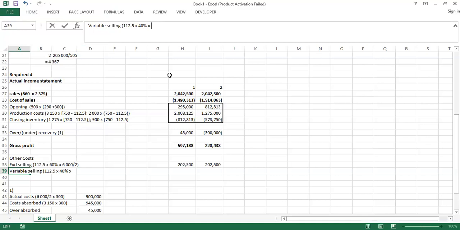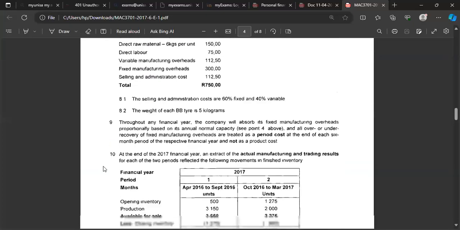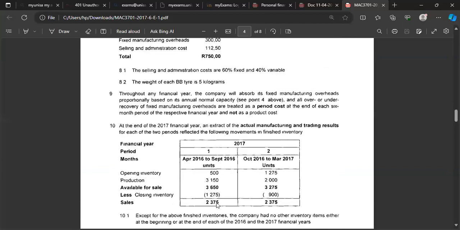2375, 2375, 2375. But it would be good to not just assume, to recheck and make sure that what's sold on period 1 is the same as what's sold on period 2. But let's just recheck that to make sure. But I believe we did check that. Let's see. All right. Sales 2375, 2375. So it's the same on both periods.